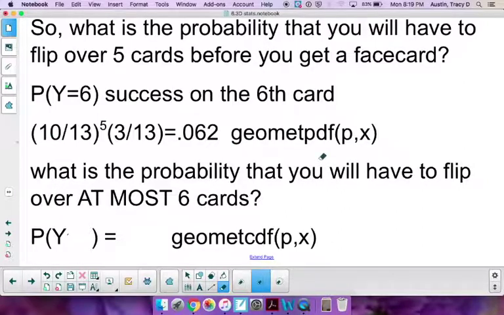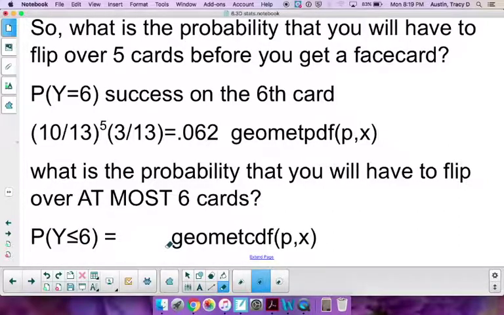We could do this just like we did with the binomial PDF. I could make a distribution table, so could you, from this, and you would have to find the probability of having 0 failures and 1 success, 1 failure, 1 success, all the way up to 5 failures and 1 success. And you could actually fill out the table and then add it all up, and you would be able to get the probability of at most, less than or equal to 6, okay?